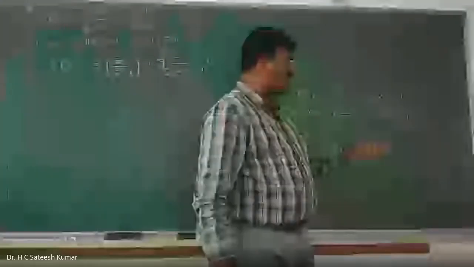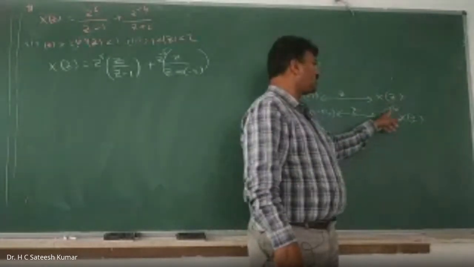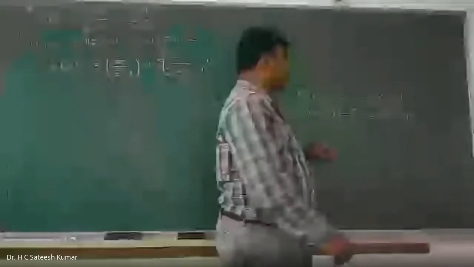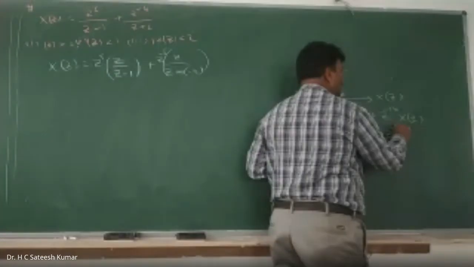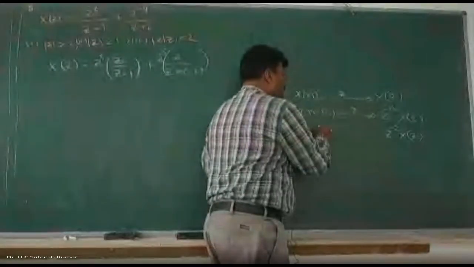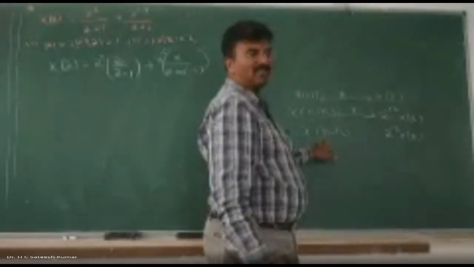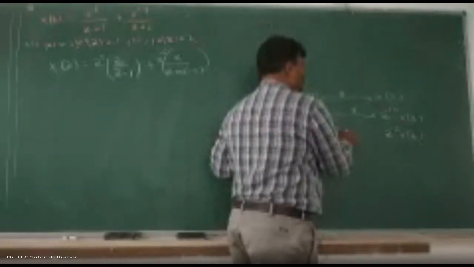If X of Z corresponds to X of n, and it is multiplied by Z to the power of minus n naught, you should shift it. If it is Z to the power of minus 2 times X of Z, what should I write? X of n minus n naught. That means find the inverse Z transformation of X of Z and replace n by n minus n naught, where n naught is 2.